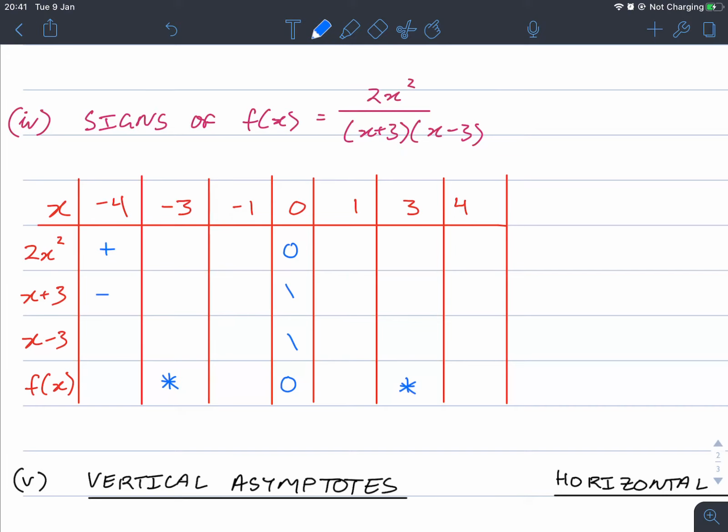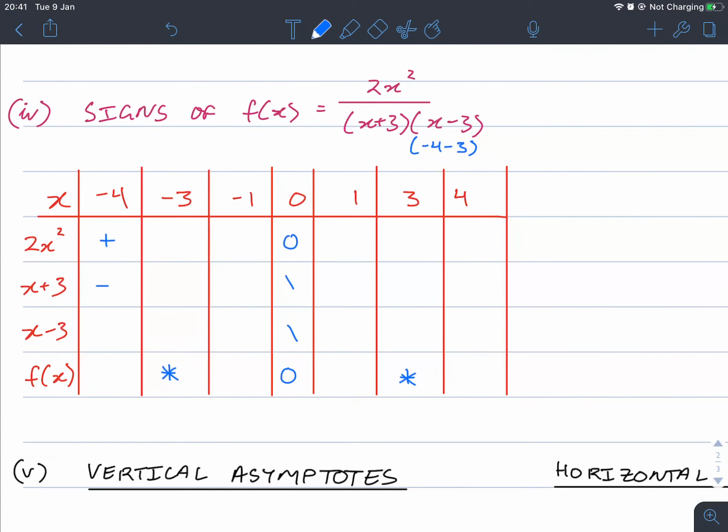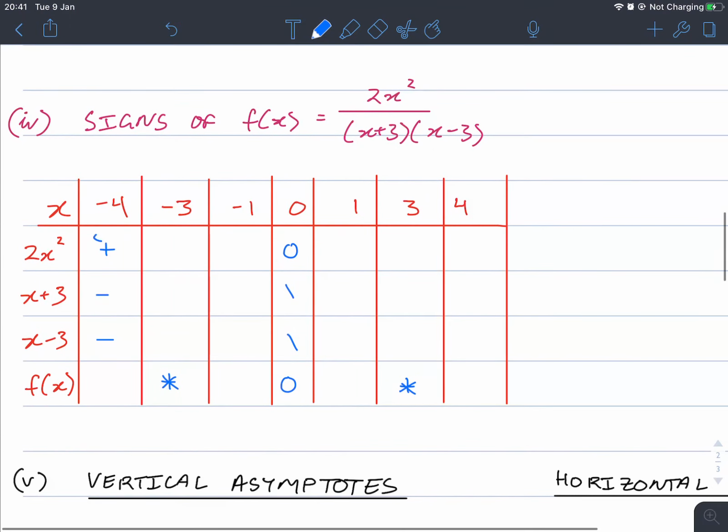If we substitute negative 4 into here, negative 4 minus 3 is negative 7, which is negative. Now, if we consider this, we have a positive divided by a negative times a negative, which means our function at this point is positive. We don't know what happens here, so we're not going to test it.